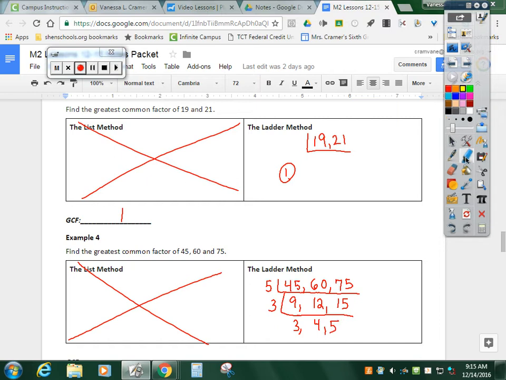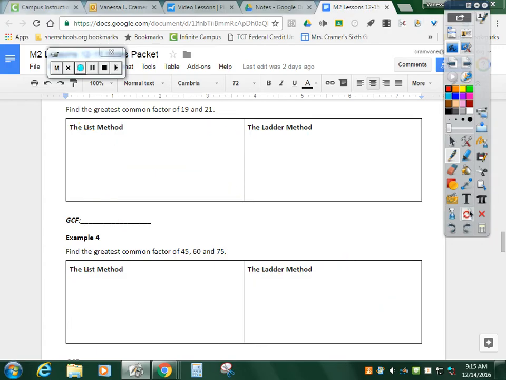So again, this cool thing helps you remember the GCF is just the stuff on the side here. Okay, and I circle it and I put a dot to remind myself that I have to multiply to find the greatest common factor. The greatest common factor of 45, 60, and 75 is 15, okay? If I had done the list method with these numbers, it would have taken me forever, okay? That's why I'm strongly encouraging you to use this new method, okay?